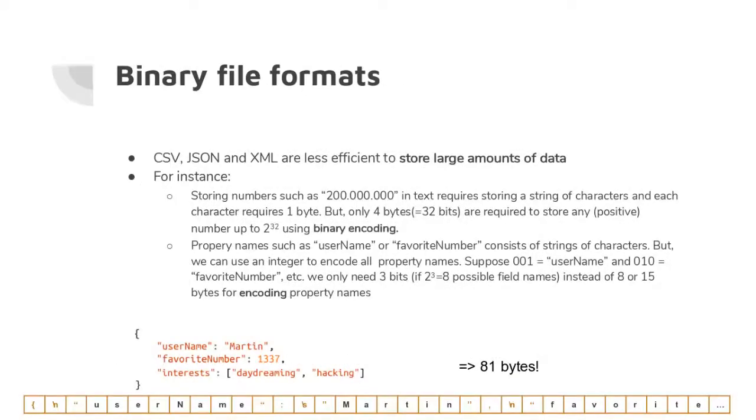Then we go to the binary formats. So CSV, JSON, and XML are less efficient to store large amounts of data. For instance, I have this example here: user name Martin, favorite numbers, and interests in JSON. And if I store that in a file, it's 81 bytes. So for each character, you need 1 byte. And a byte means 8 bits.